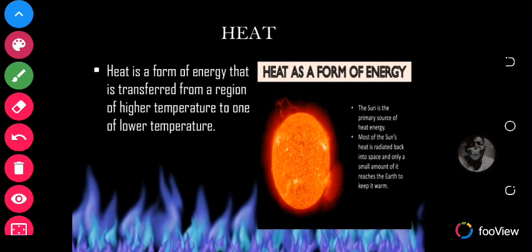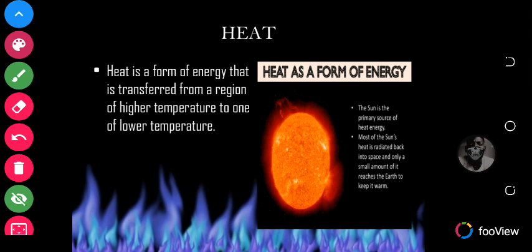So heat is a form of energy that is transferred from a region of higher temperature. When we say higher temperature, we usually mean something that is hot, but that is not really the understanding. One, because we are comparing two things. If something is very cold and another thing is less cold, one will be hotter than the other, even though they are all cold, because one is very cold and the other is less cold.